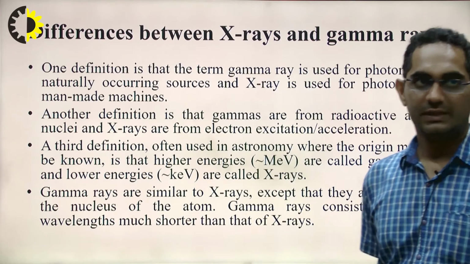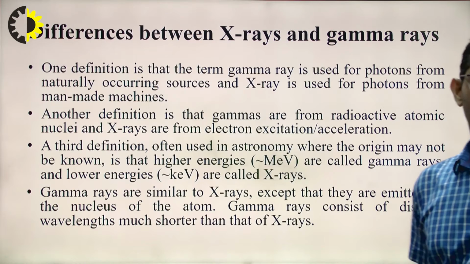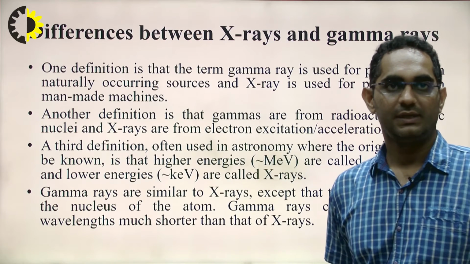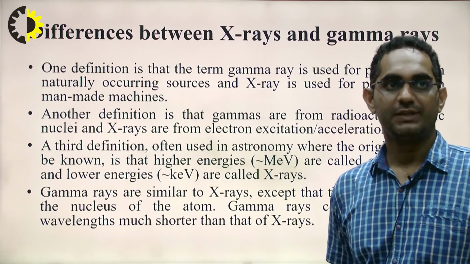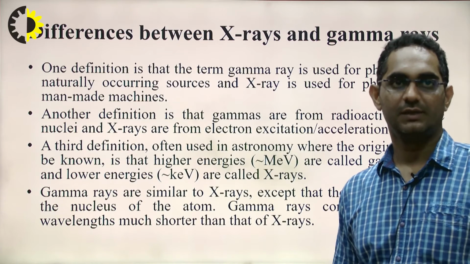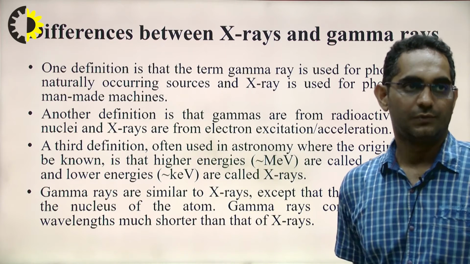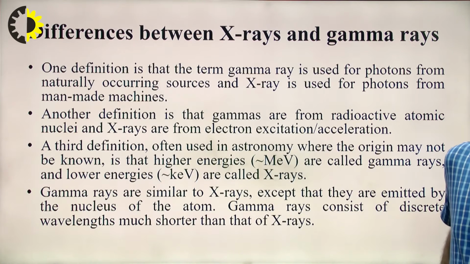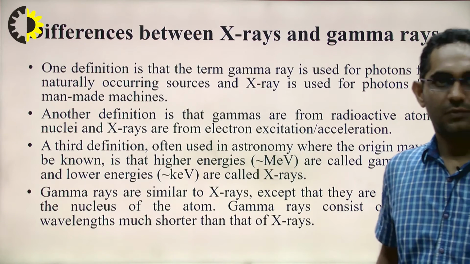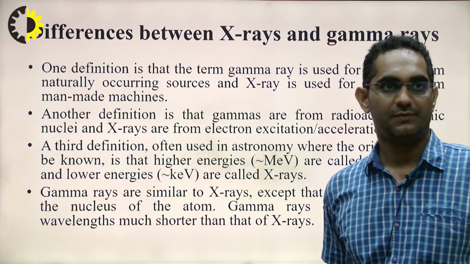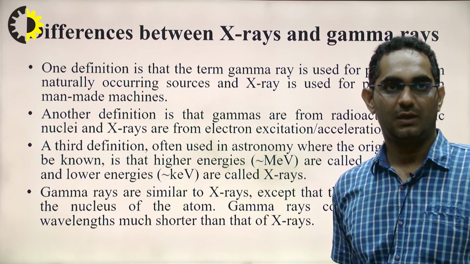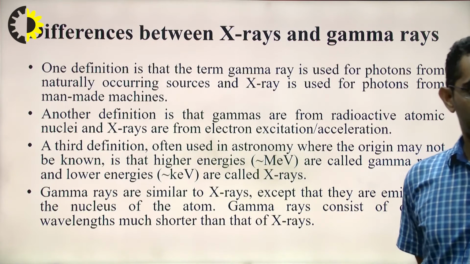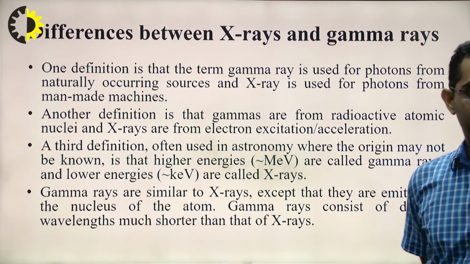Now, next is the differences between X-rays and gamma rays. In one definition, the term gamma ray is used for photons from naturally occurring sources, and X-ray is used for photons from man-made machines. Another definition is that gammas are from radioactive atomic nuclei and X-rays are from electron excitation and acceleration.